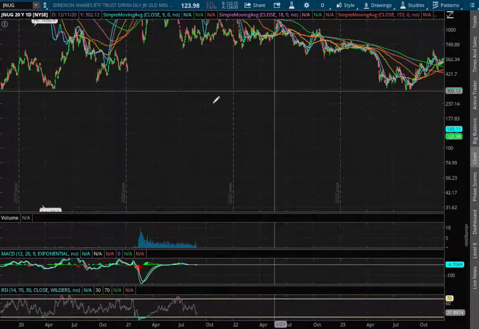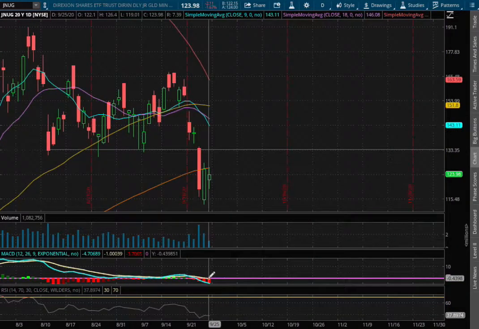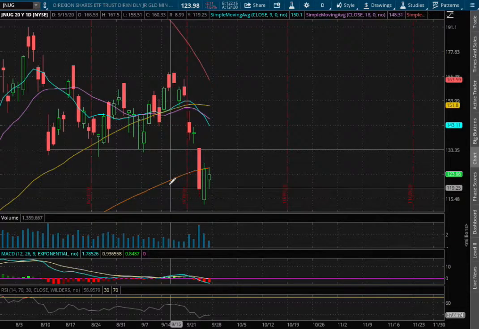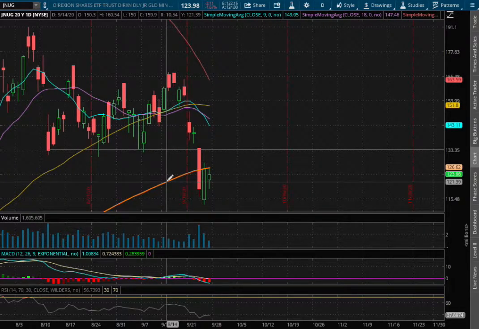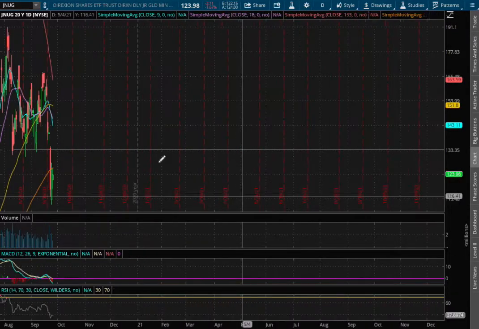As for the daily chart, we have now reached negative MACD, and we did breach below the 100-day moving average, this orange line, and we have not quite hit oversold on the RSI yet.